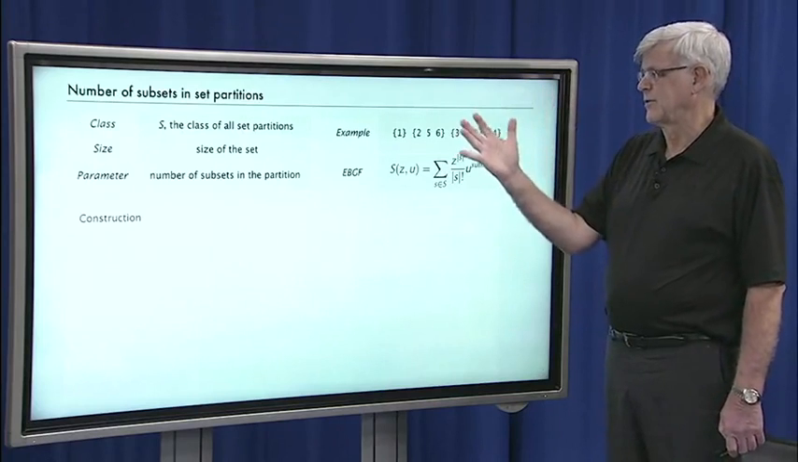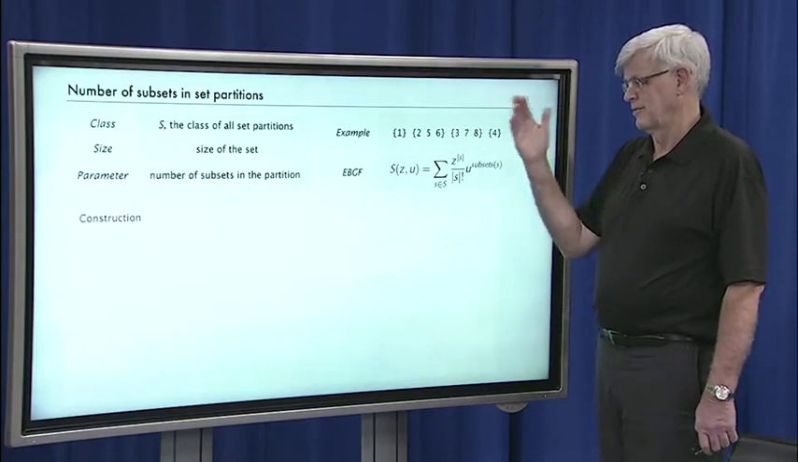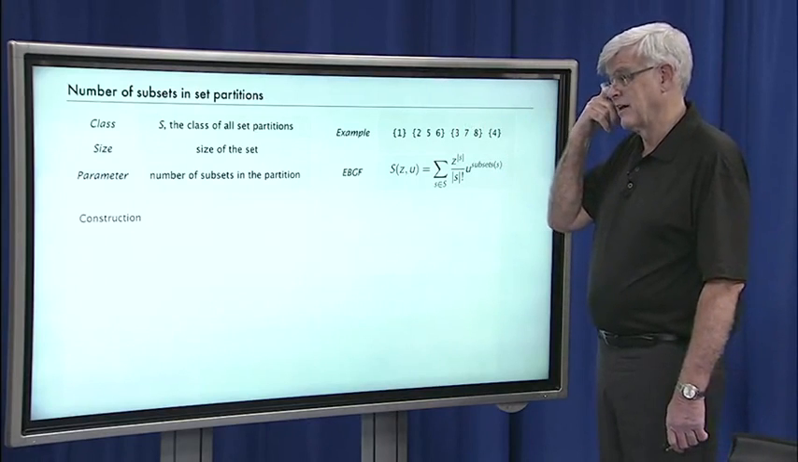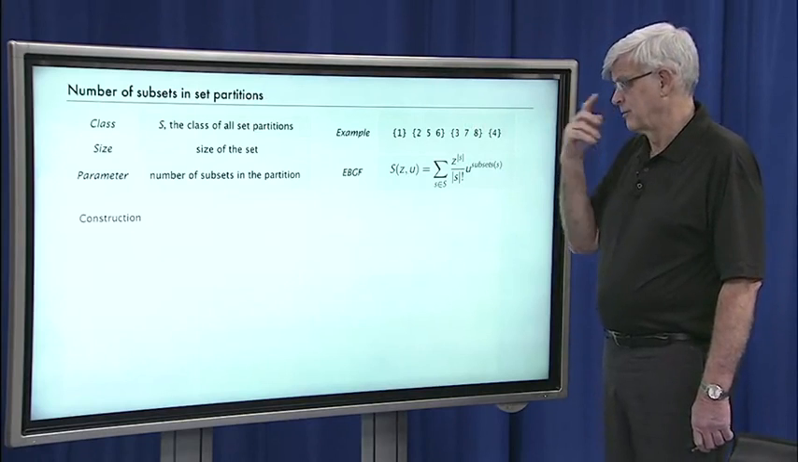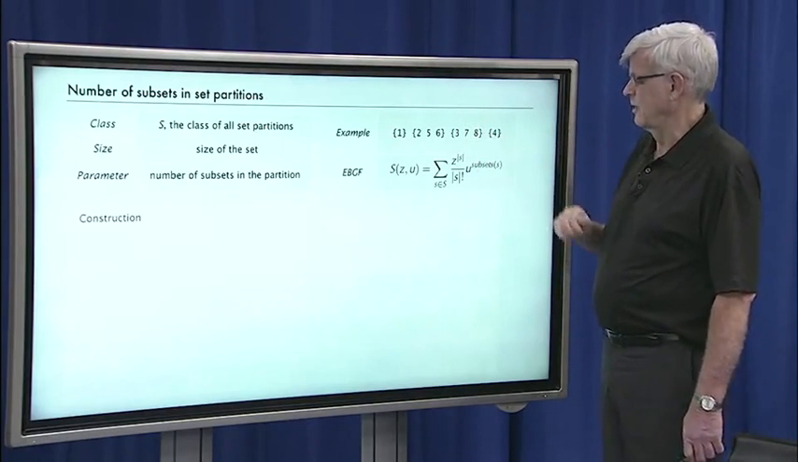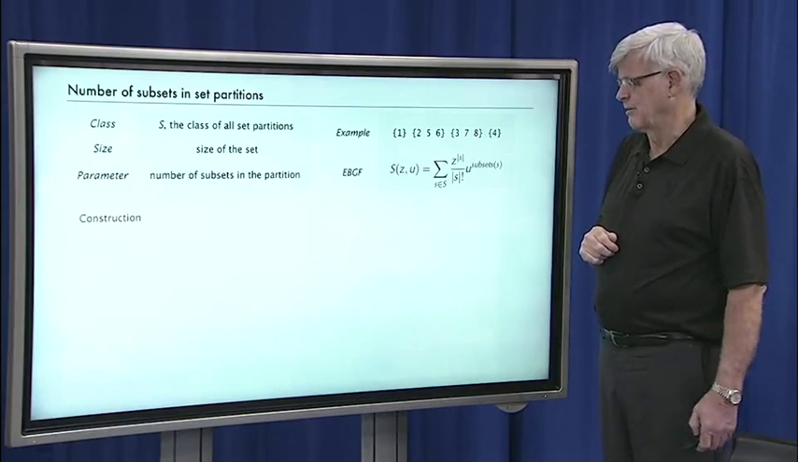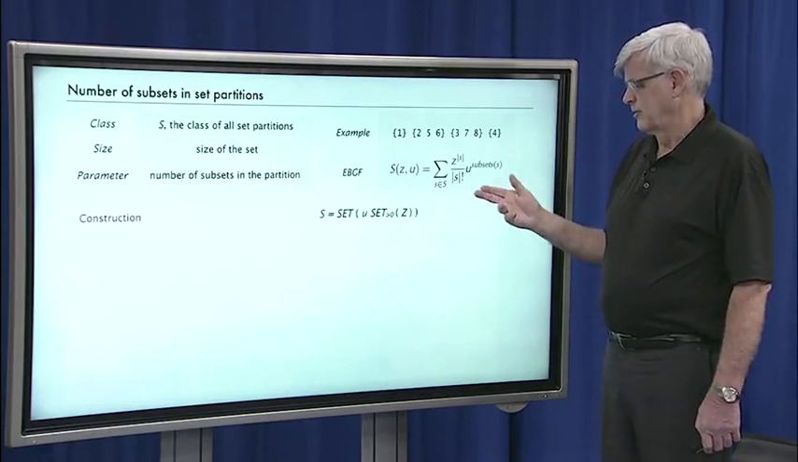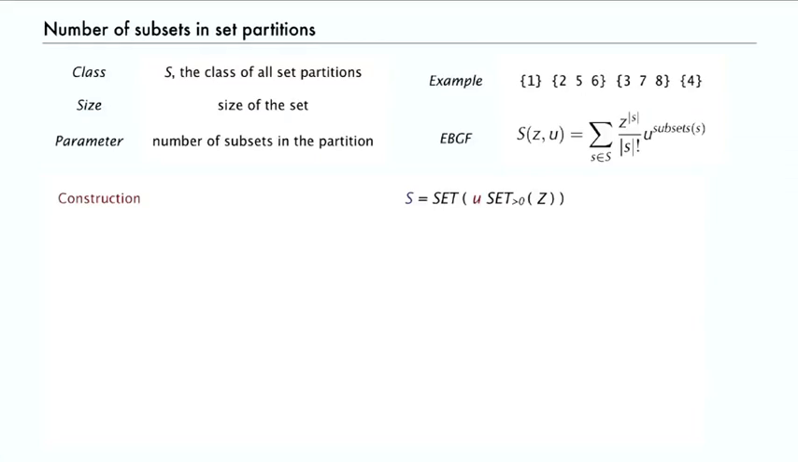And maybe you recognize these numbers, but let's use the symbolic method to study it for now. We have the class of all set partitions. Our size is the size of the set, and our parameter is the number of subsets in the partition. And then there's our exponential bivariate generating function. The construction is a set of sets, except we're going to mark the subsets. Simple as that. So it's a set of non-empty subsets that are marked.